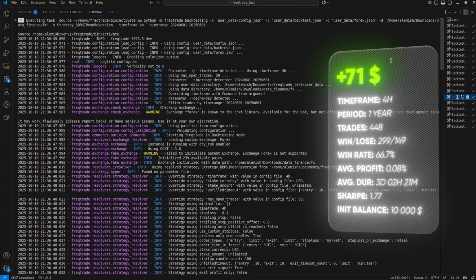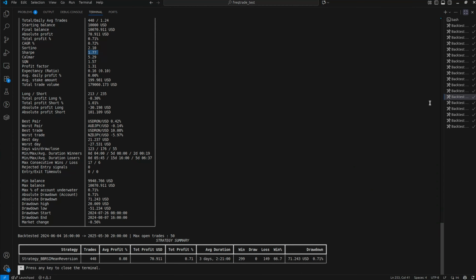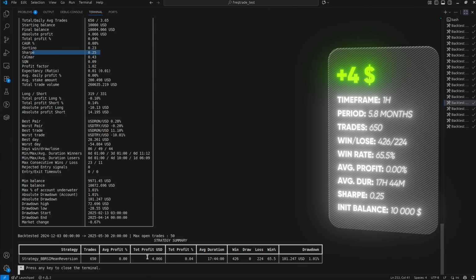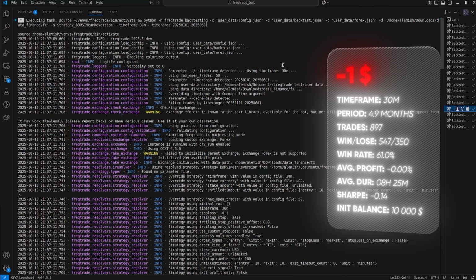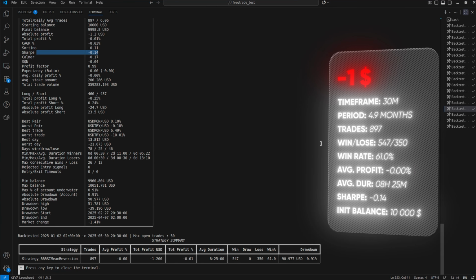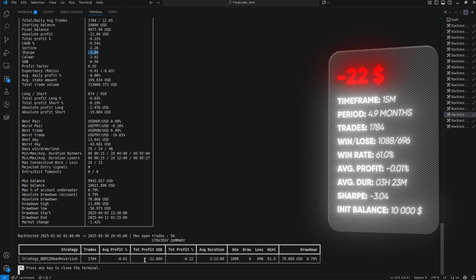Next 4 hours time frame, positive Sharpe 1.77, and we've made $70. Next 1 hour time frame, our Sharpe is 0.25, and we've made just $4. Next 30-minute time frame, Sharpe is minus 0.14, and we've lost just $1. Next 15 minutes time frame, our Sharpe is minus 3, and we've lost $22.